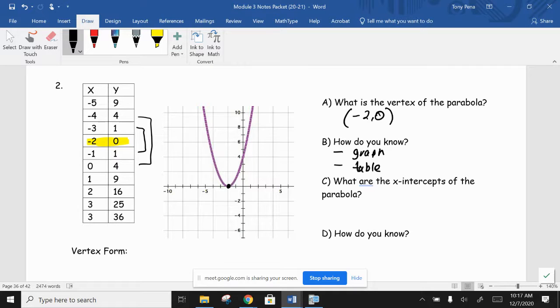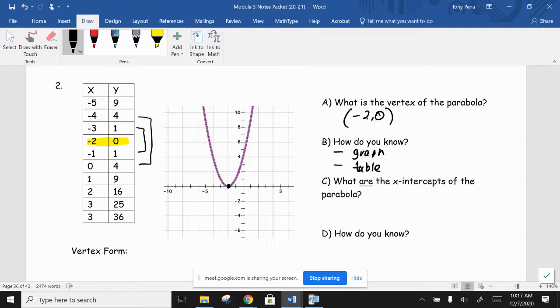All right, C. Tell me what you think letter C is. What are the x-intercepts of this parabola? So where does that graph hit the x-axis? Because again, those are our solutions. If you remember correctly, that's what we called our solutions. That's our zeros. Those are our x-intercepts.